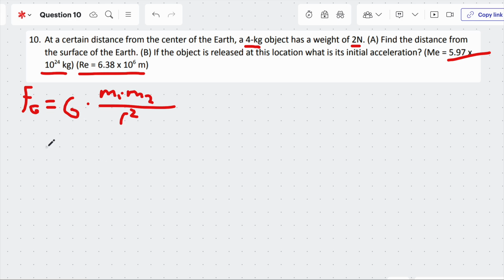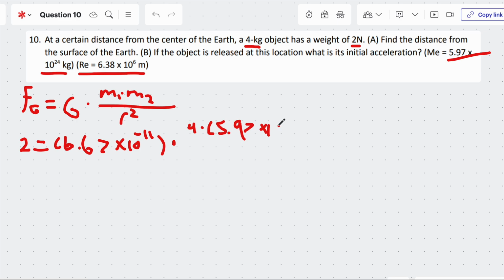So, first things first, force of gravity. We are given that it has a weight of 2 newtons. In that case, that is going to be our force of gravity. So that'll be 2 equals G, which is 6.67 times 10 to the negative 11th, times mass of object 1, we know that's 4 kilograms, times mass of object 2, which is the Earth. Oh, I was right. They did use 5.97 in another one. Woohoo. Times 10 to the 24th. Sweet. All right, divided by our radius squared.